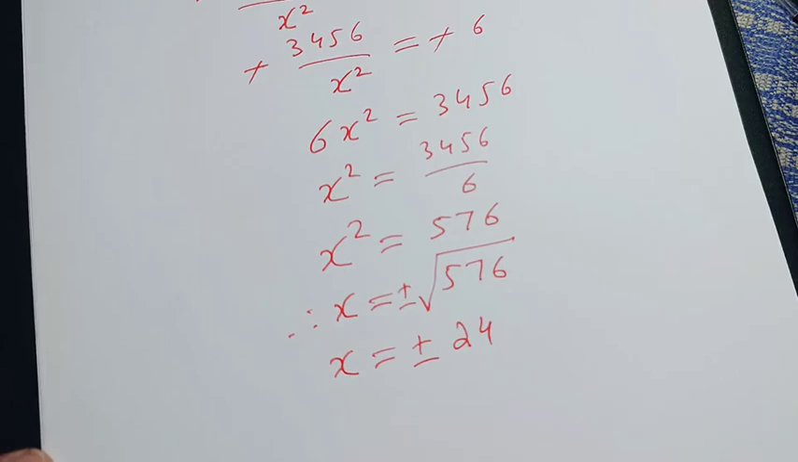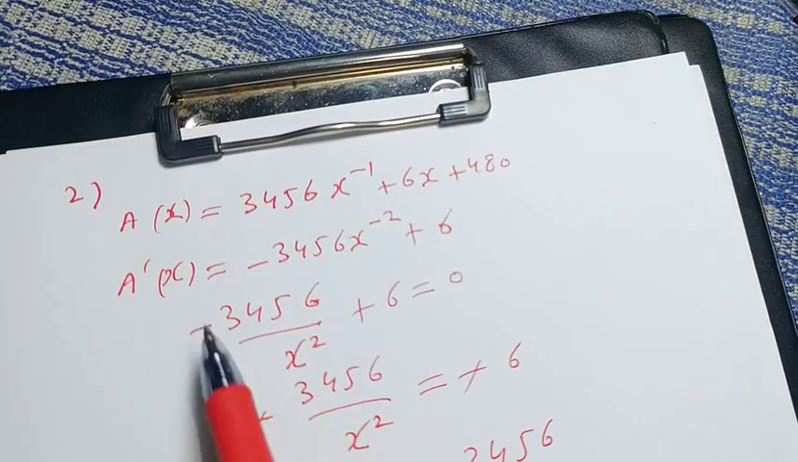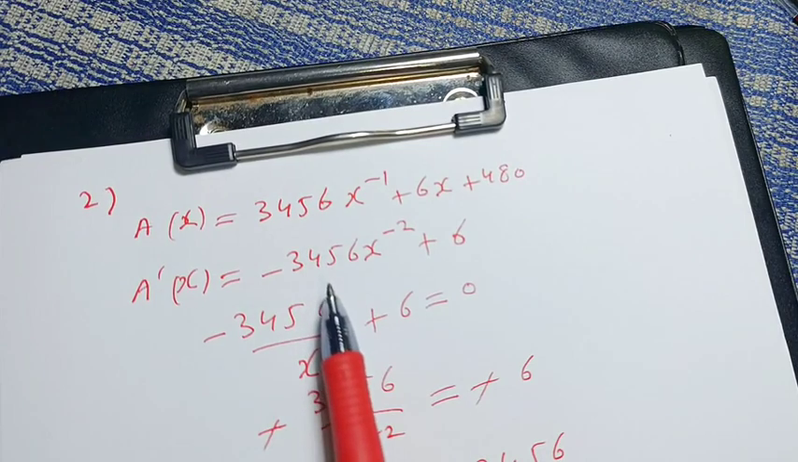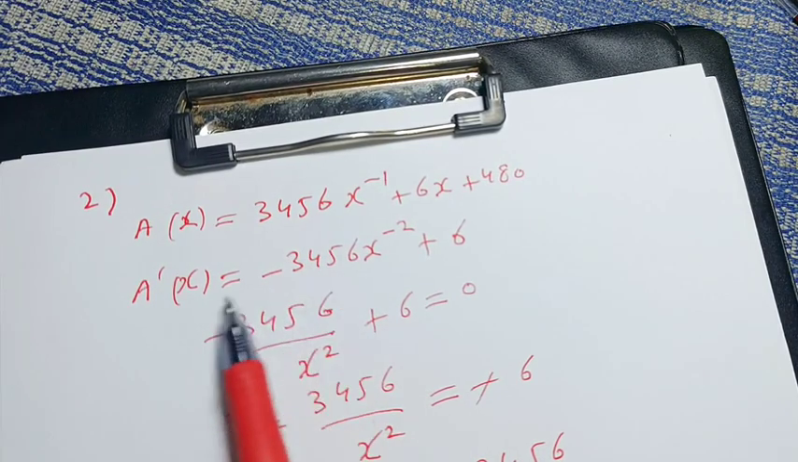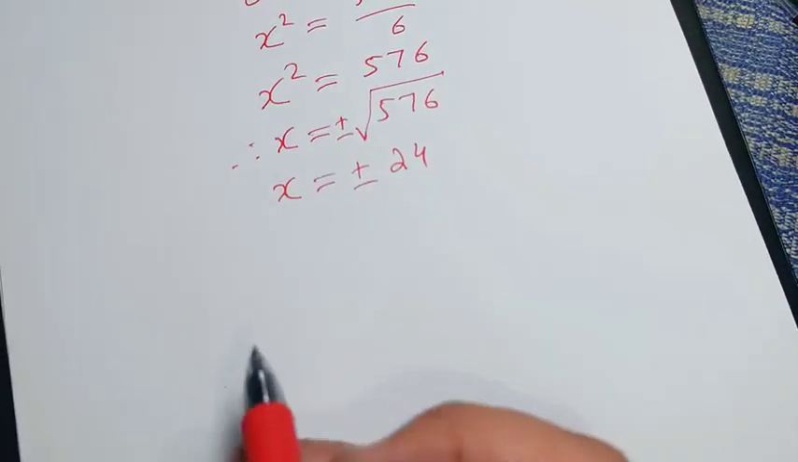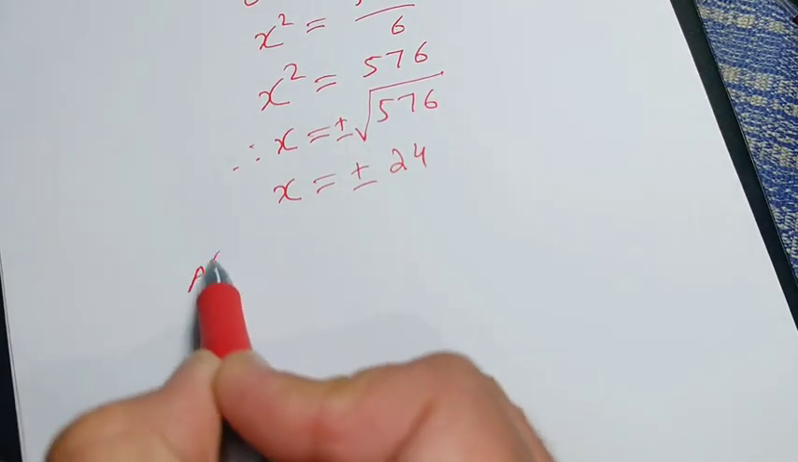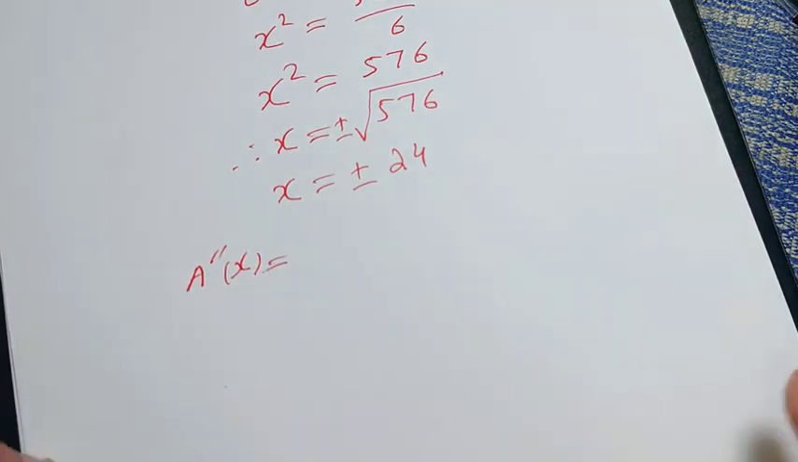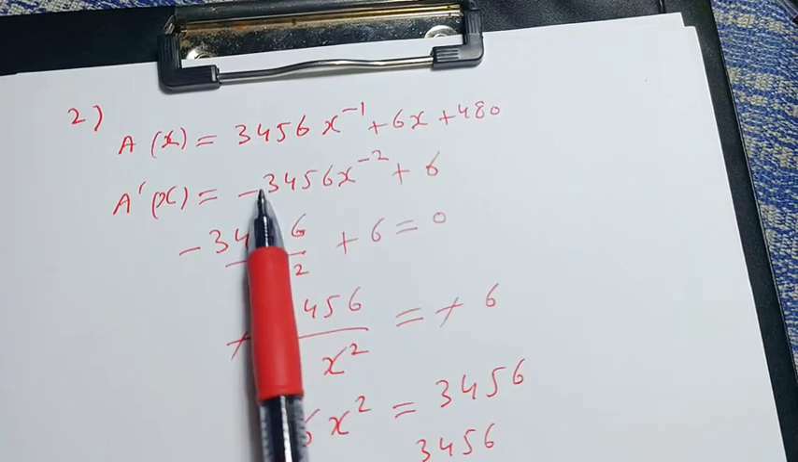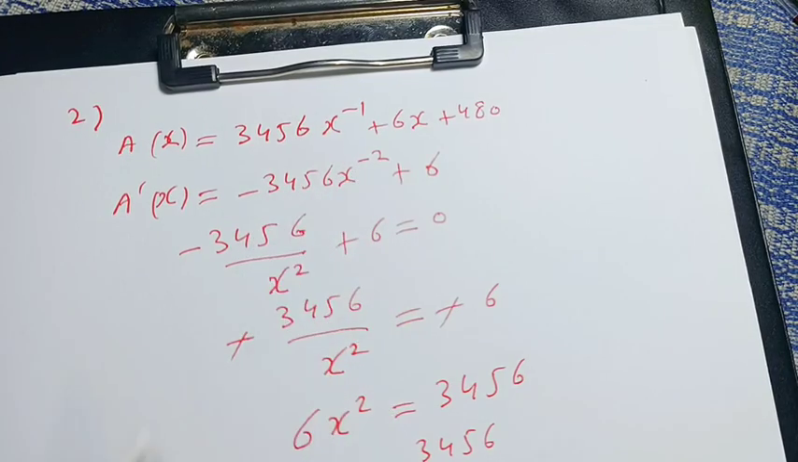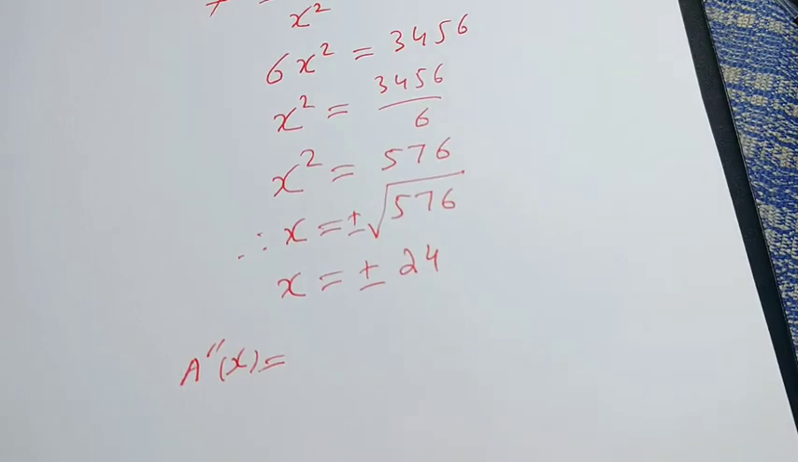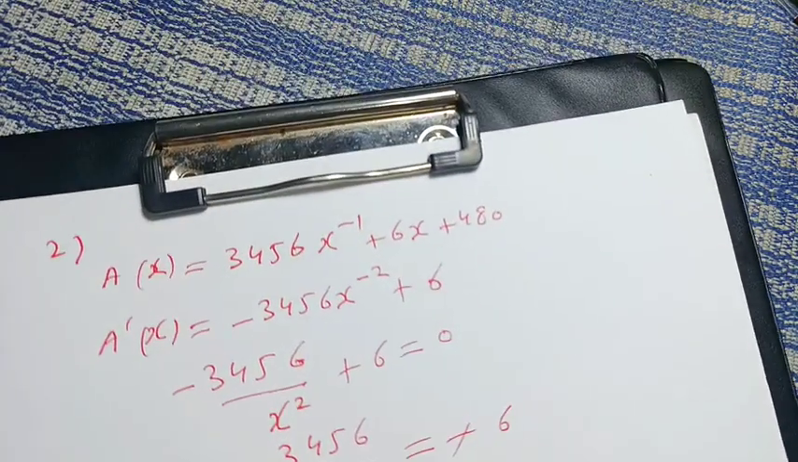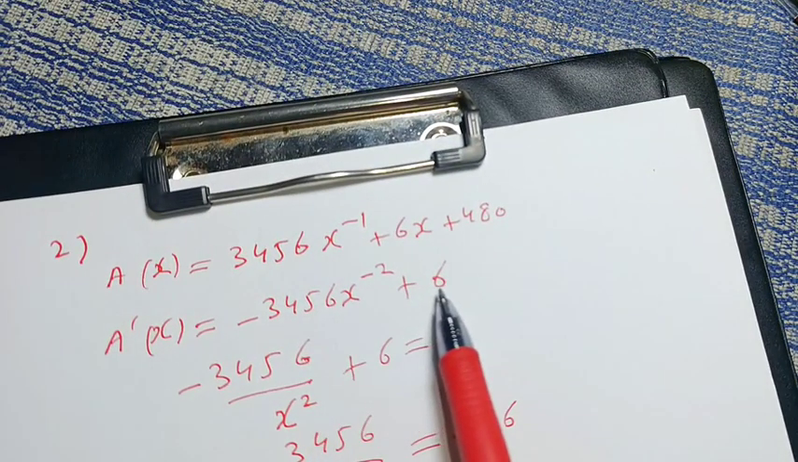So now I'm going to apply the second derivative test in this equation. Then I can see if I'm going to take the positive x value or the negative x value. So the second derivative of this, negative becomes positive, 2 multiplied by 3456, so it's going to be plus 6912 x to the power negative 3. So this is my second derivative. The constant is going to be 0.